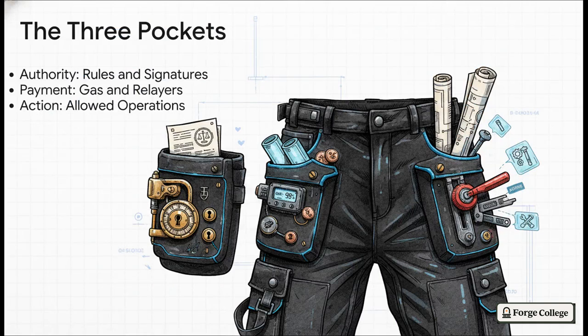Think of these three pockets exactly like a pair of high-tech utility cargo pants. The authority pocket holds your rules. It doesn't have to be just one signature anymore. It could require a multi-sig threshold, or maybe an entirely new cryptographic signature scheme.